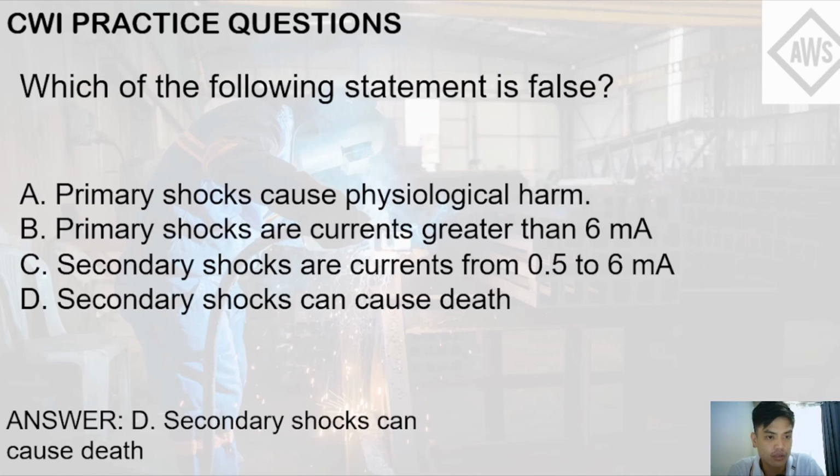So why are the others incorrect? Primary shocks can indeed cause physiological harm. These shocks are greater than 6 milliampere, so letter B is also correct. Letter C, secondary shocks are indeed classified from 0.5 to 6 milliamperes. They don't cause physiological harm. They might cause minor tingling of the senses or the muscles, involuntary movements of the muscles, but they will not cause physiological harm or irreversible harm to the organs of the person exposed to that kind of current.